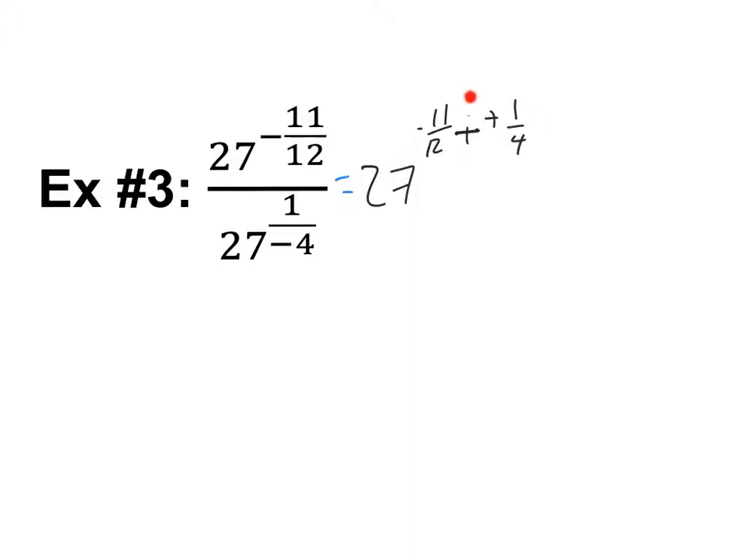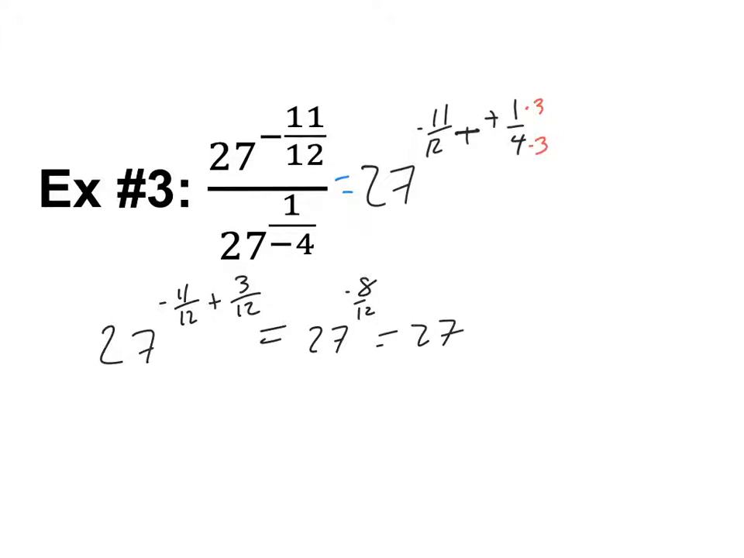And we can't really add these fractions until we get common denominators. So what we're going to need is to multiply the top and bottom of this by 3, so we get common denominators. And when we do that, we would really have 27 to the negative 11/12 plus 3/12. Okay, well, negative 11 and positive 3 makes negative 8, so this is really 27 to the negative 8/12. Well, 8/12 reduced, take a 4 out of both of those, that's negative 2/3.